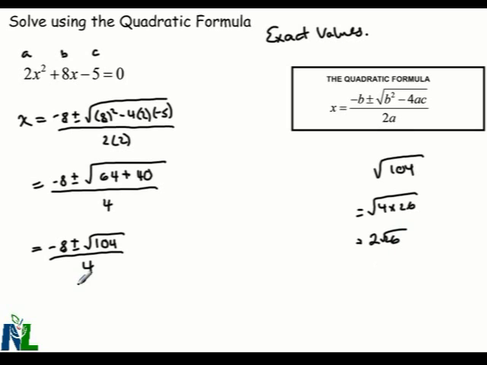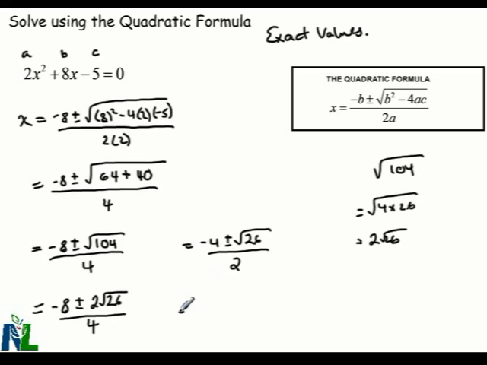So moving back over here, I would then say that this is equal to negative 8 plus or minus 2 square root 26 over 4. What you'll then notice is that you can divide 2, 4, and 8 all by 2, which would give me negative 4 plus or minus square root 26 over 2. And this would imply two answers.